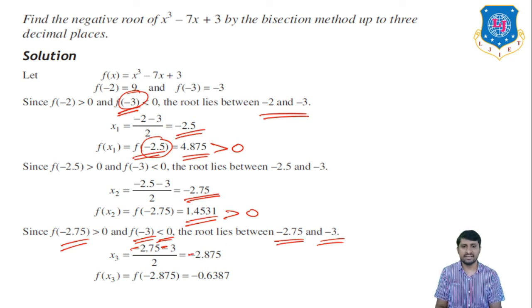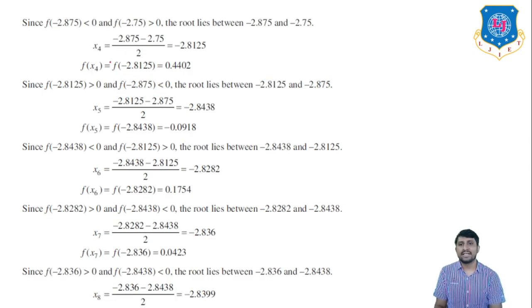So the final answer is minus 2.875 here. That means the third approximation. Okay, and at f of minus 2.875 you will get a negative value. Now your positive value is at minus 2.75. So your root lies between minus 2.75 and minus 2.875. So x4 is (minus 2.875 minus 2.75) divided by 2.